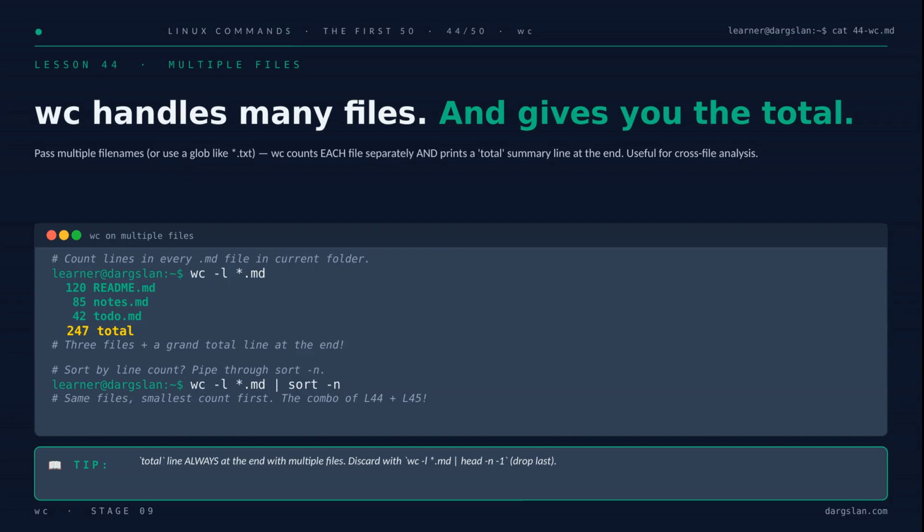Here's where wc really starts to shine. Hand it multiple file names, or better yet, a glob pattern like *.md, and it counts each file individually, then adds a grand total line at the bottom. So Mia can ask, how many lines across all my markdown notes, and get the answer in a single command. And if she wants them sorted smallest to largest, just pipe it through sort -n, a tiny preview of the combo coming up in lesson 45.